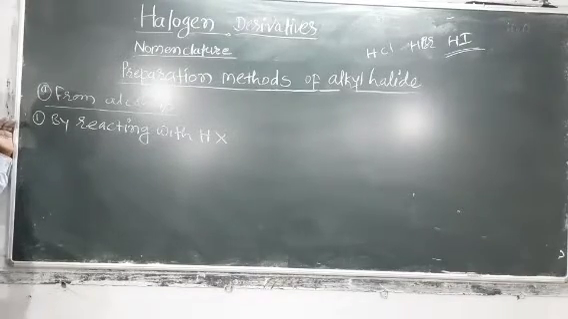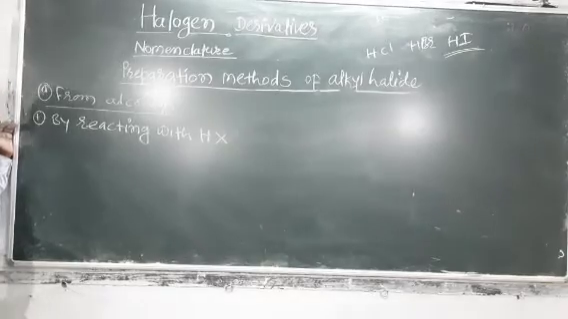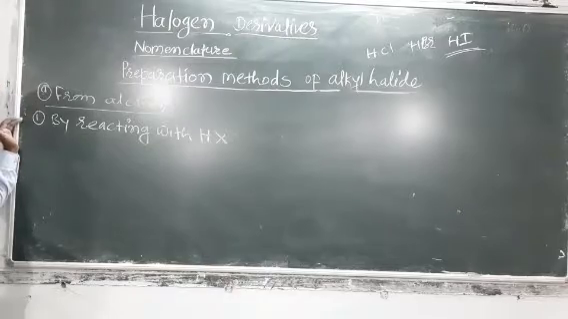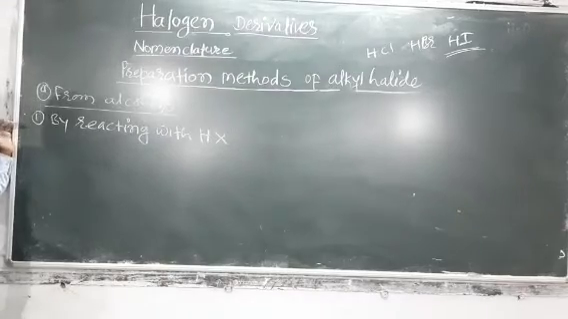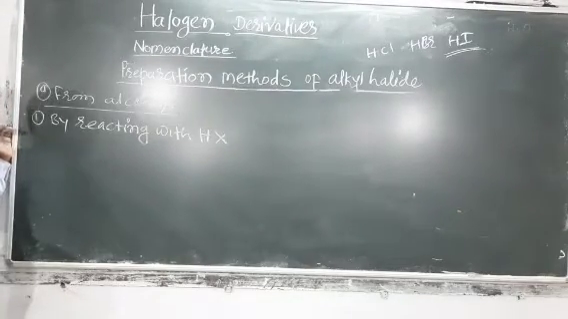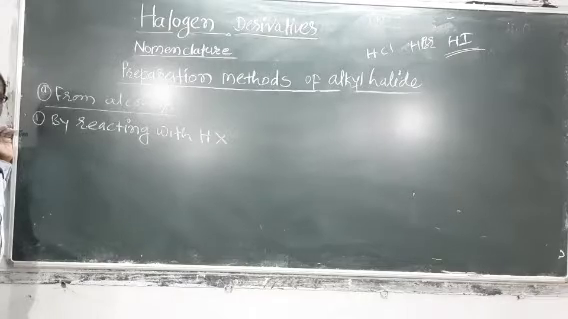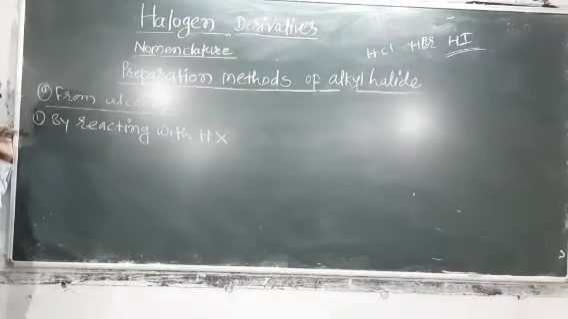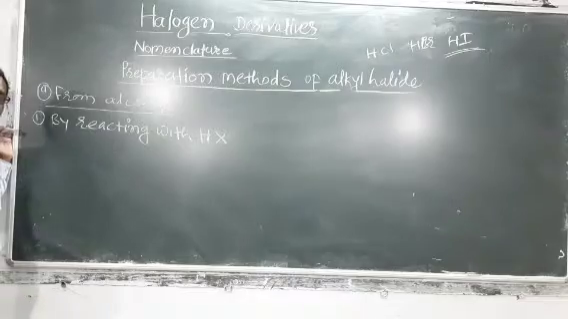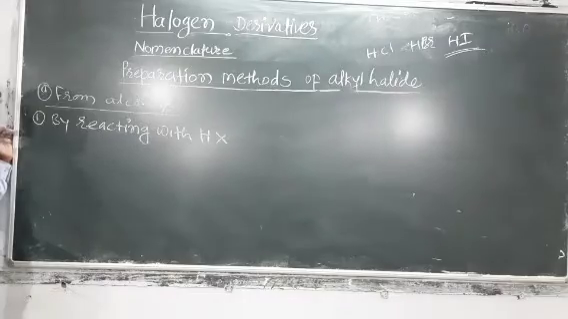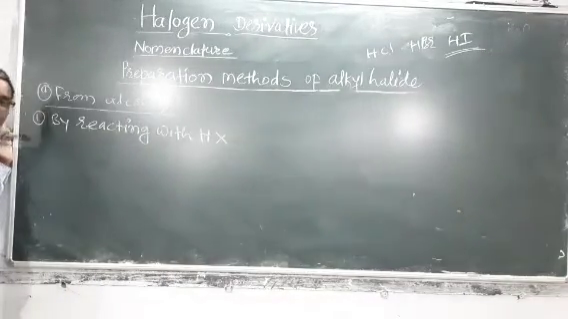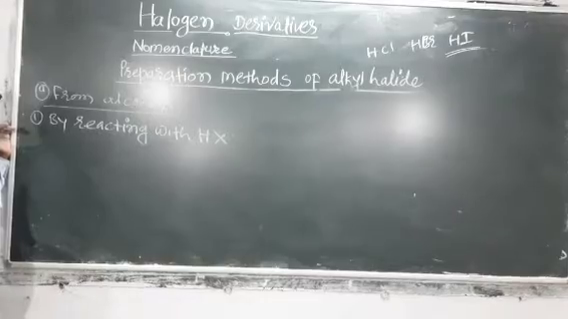When alcohol is reacted with HX, it gives alkyl halide. If it is reacted with HCl, it will give alkyl chloride. If it is reacted with HBr, it will give alkyl bromide. If it is reacted with HI, it will give alkyl iodide. Similarly, when alcohol is reacted with phosphorus trichloride, phosphorus pentachloride, phosphorus tribromide or phosphorus triiodide, it will give the respective alkyl halide, and if alcohol is reacted with thionyl chloride, it will give alkyl chloride.